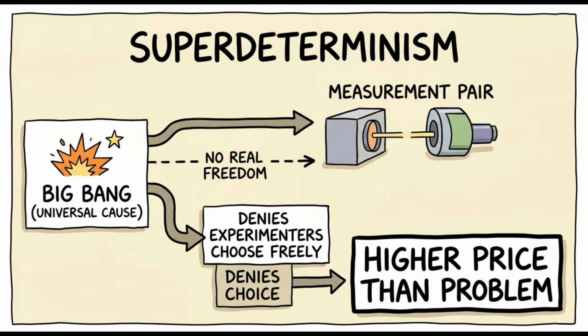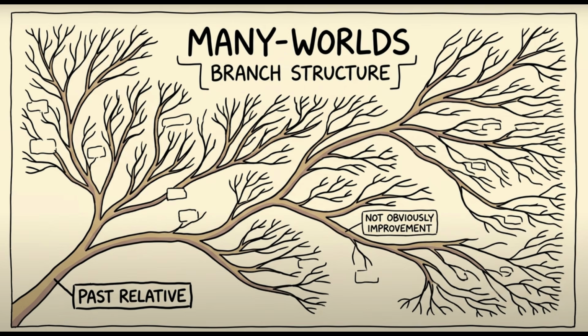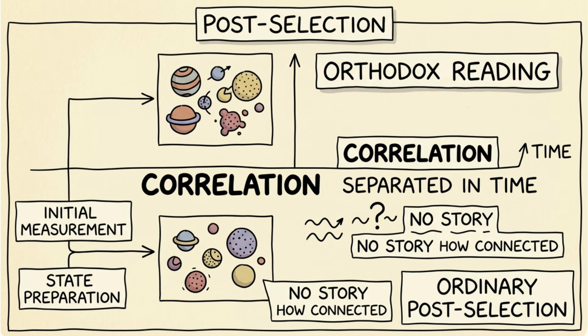Superdeterminism escapes the puzzle by denying that experimenters can choose settings freely, which most physicists regard as a higher price than the problem. Jean-François Roch's group closed the original delayed choice version with a fast random switch in Science, Volume 315 in 2007, and the results match textbook quantum mechanics exactly. Many Worlds absorbs the result without strain and hands you a branch structure in which the past is relative to which branch you find yourself on, which is not obviously an improvement. And the orthodox reading, that this is ordinary post-selection and nothing more, is correct and complete, and still leaves you describing a correlation whose two halves are separated in time with no story about how they got connected.